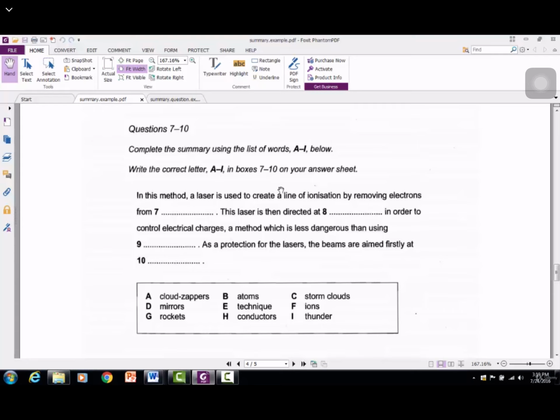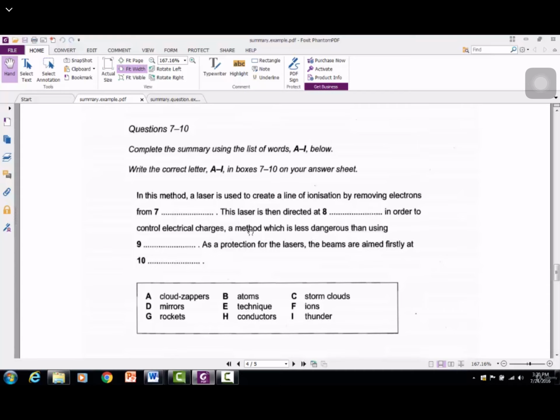All right, so for this one, what's going to make it easy to find? Like I said, we have to do number 7, 8, 9, and 10 here. I think the information for number 7 might be easy to find because it has the word ionization. There's not going to be a synonym for the word ionization. Laser and ionization, not going to be a problem. Number 8, we're talking about a laser and controlling electrical charges. And number 9 is, less dangerous than using blank.